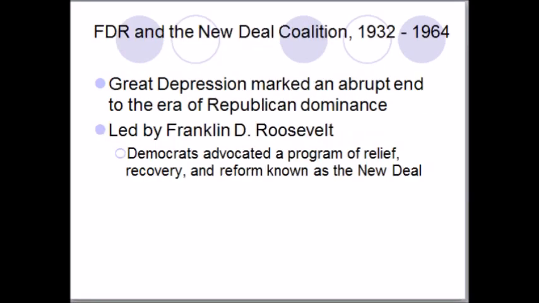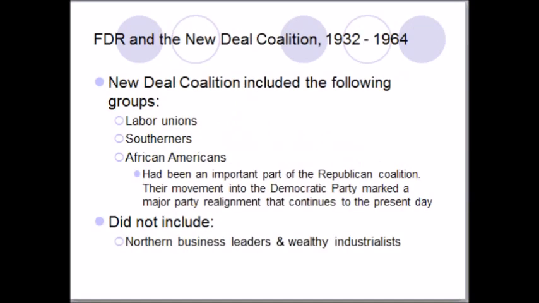FDR and the New Deal Coalition from 1932 to 1964. The Great Depression marked an abrupt end to the era of Republican domination, and FDR took over. The Democrats advocated a program of relief, recovery, and reform known as the New Deal. The New Deal Coalition included the following groups: labor unions, Southerners, African Americans. A major realignment occurred during this time. The African Americans shifted from the Republicans to the Democratic Party.